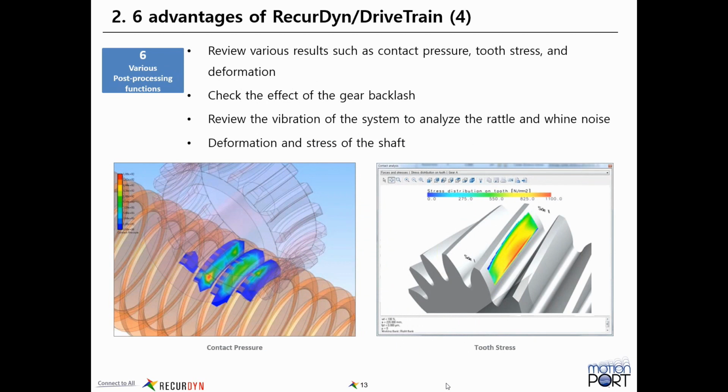Other post-processing functions include contact pressure, tooth stress, and deformation. Here are some examples down here showing contact pressure and tooth stress. And then you can also check the effects of gear backlash, review the vibration of the system to analyze the rattle and whine noise, and also analyze the deformation and stress of the shaft.